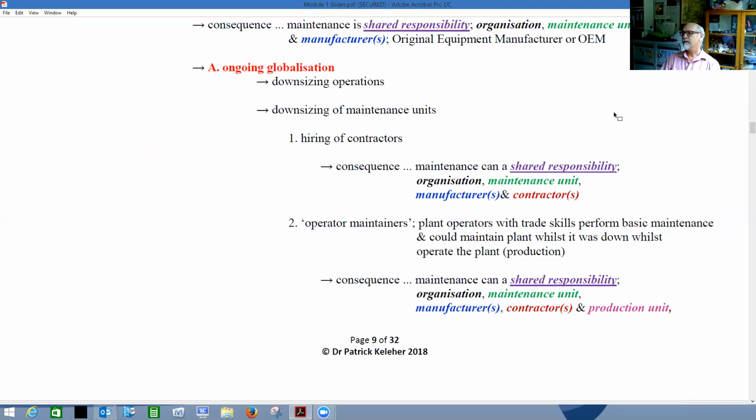And then over time, it was realised that you've got these people walking around with skills who are operating the production line, the wash tower, whatever it might be. So hang on a minute, maybe they'd be able to look after some of the maintenance as well. One term that's used is operator maintainers. So the plant operators with trade skills can perform pretty basic maintenance and could maintain the plant whilst it's down, whilst also operating the plant. The consequence now is that responsibility is being further shared between the organisation, the maintenance unit, manufacturers, contractors, and now the operator maintainers, or the production unit really is what they belong to.